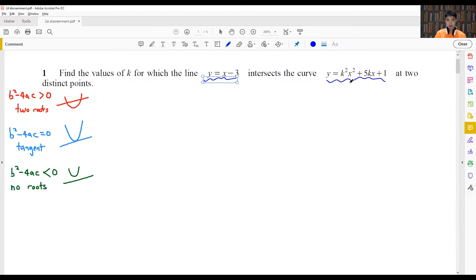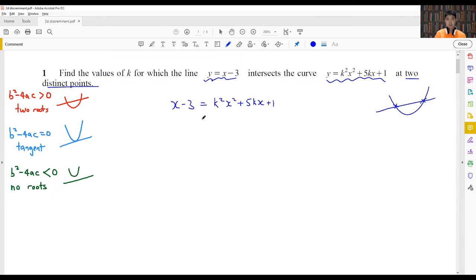It doesn't always have to be a quadratic, but in this case it is, so it is going to look something like the first picture I've drawn here, a quadratic curve and then a straight line, and it cuts two distinct points. Two distinct points means you can have two roots. So in most cases, you're supposed to substitute this y into this equation over here, starting off with x minus 3 equals k squared x squared plus 5kx plus 1.